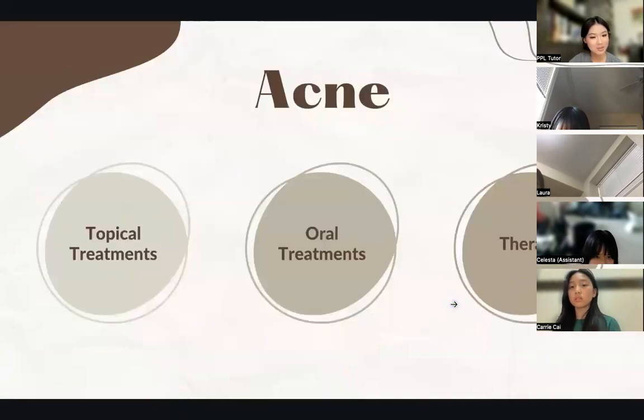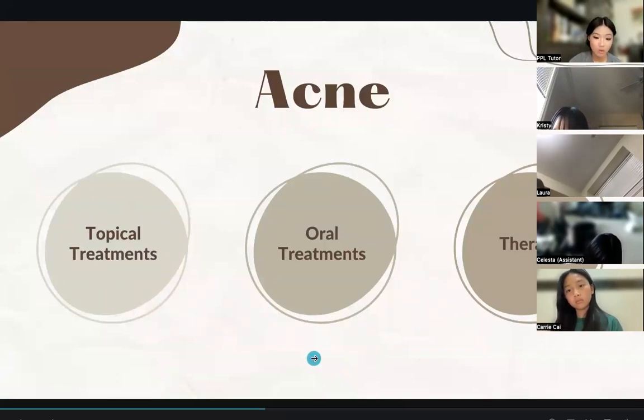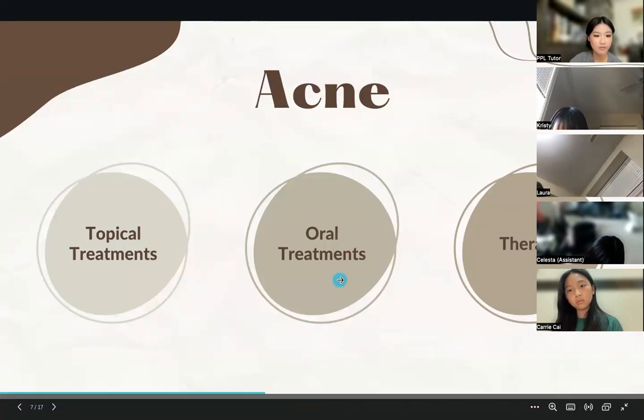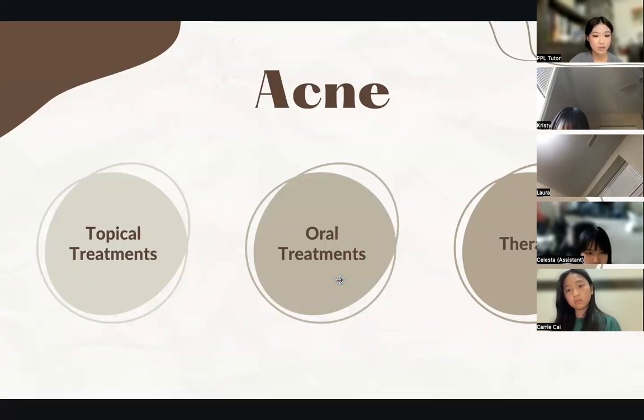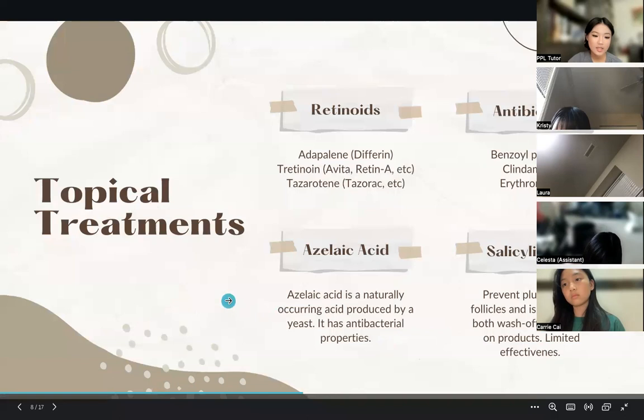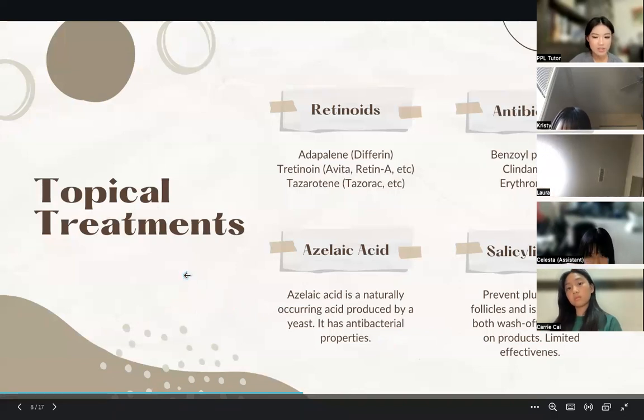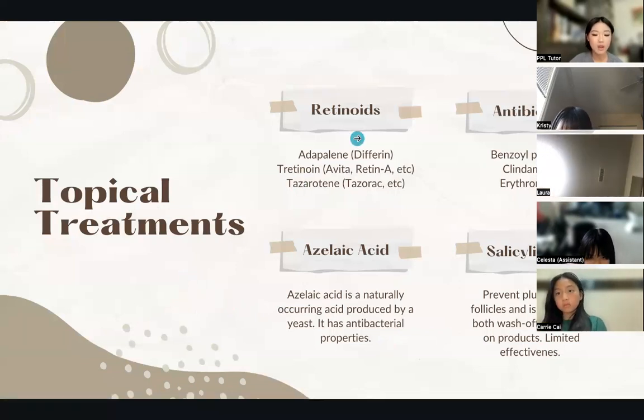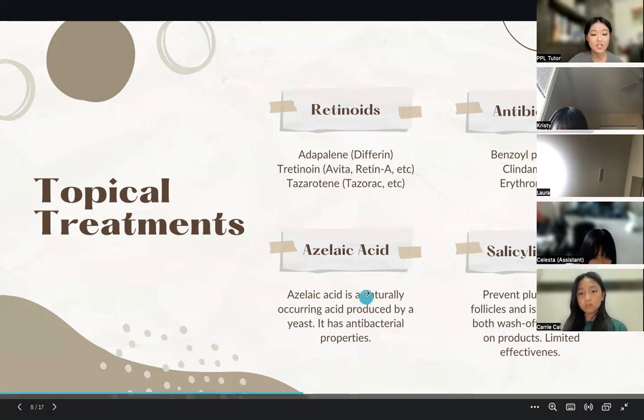So there are 3 different types of treatments. So we have our topical treatments or over-the-counter treatments. We have our oral treatments, which are only available by prescription. And then we have our therapies or cosmetic interventions. So our topical treatments include 4 broad classes of treatments. So we have our retinoids, our antibiotics, azelaic acid, and salicylic acid.